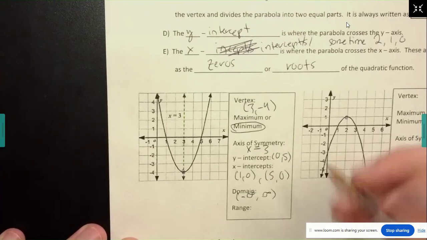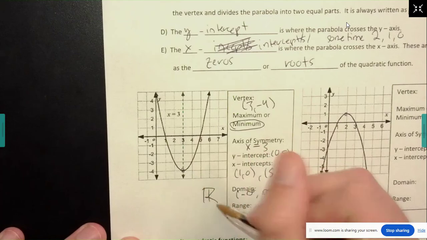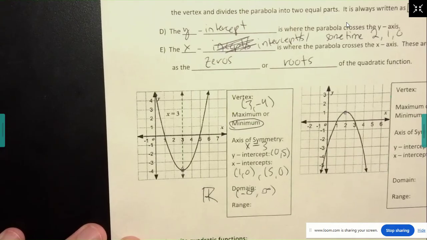So another way to write negative infinity to infinity is this symbol right here. That symbol stands for all real numbers. So all real numbers, all the numbers on a number line, 0.03256, 5,767,000,000, all the numbers you can think of. That's what that stands for.